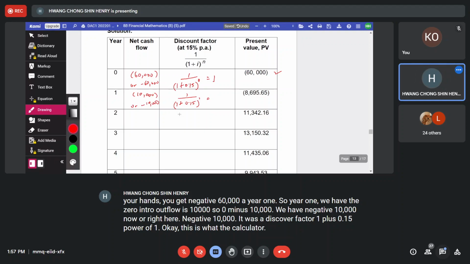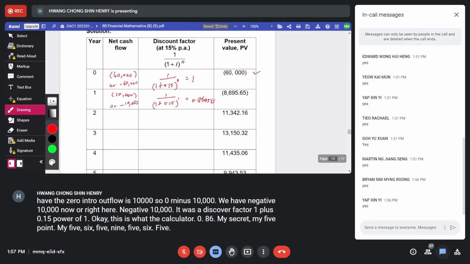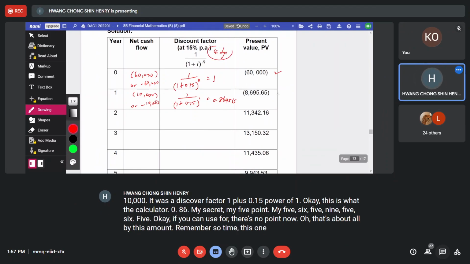0.8696, right? 0.8696. Okay, use 4 decimal points or 5 decimal points, remember. So you multiply this one, you get this one.